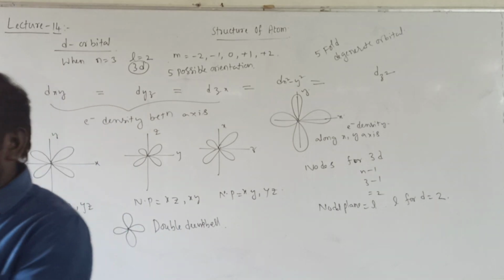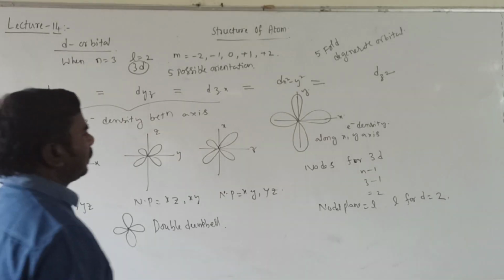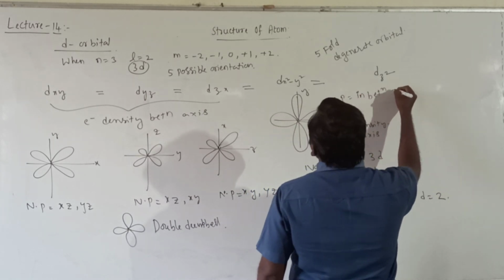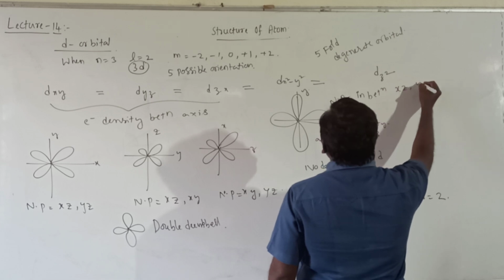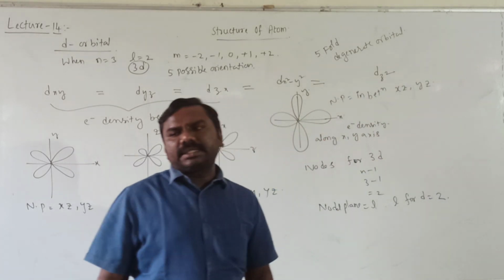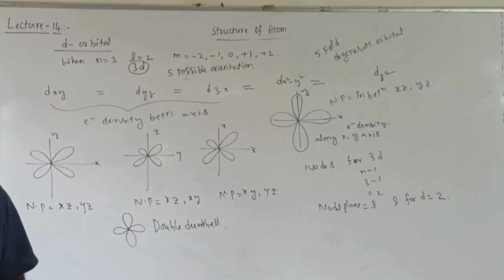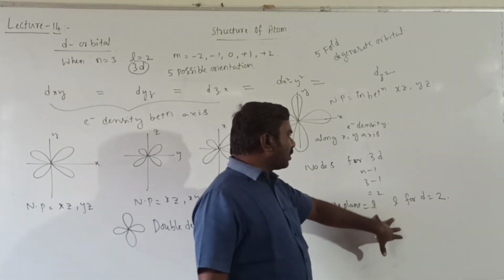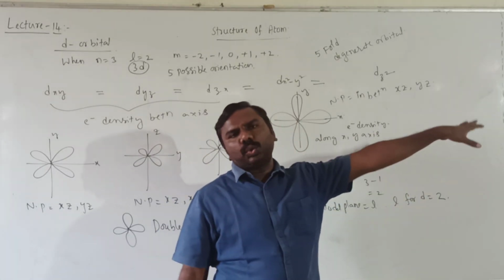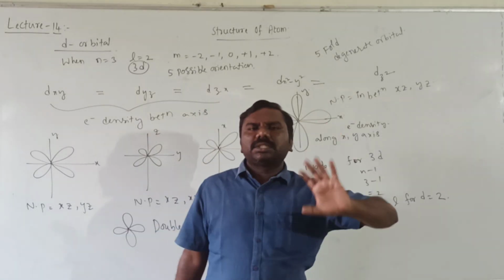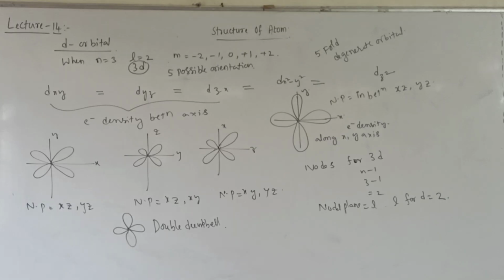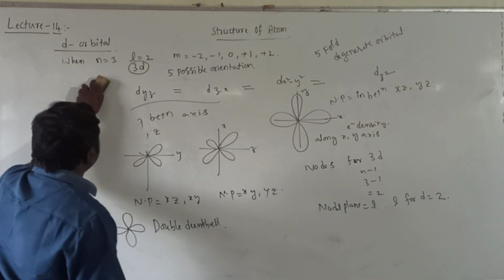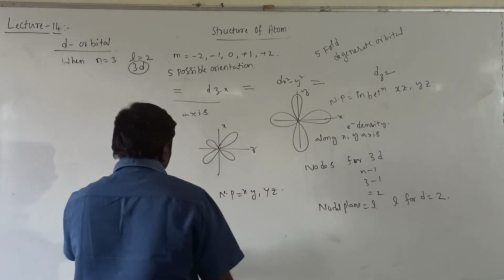The nodal planes are in between yz and zx. Nodal planes are in between xz and yz. So this is also double dumbbell shape. Number of nodal planes is equal to L, that is equal to 2. So these are the x square minus y square. Now the last orbital in this d is, dx square minus y square completed, dz square.